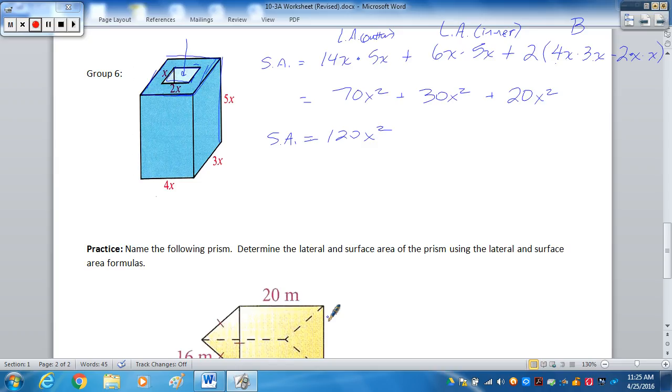There was some algebra review there that I wanted to make sure that you saw, but on top of that, I wanted to make sure that you understood that surface area is anything you can physically touch, so that inner part has to be calculated into the total surface area.